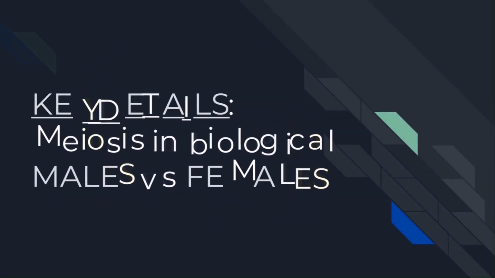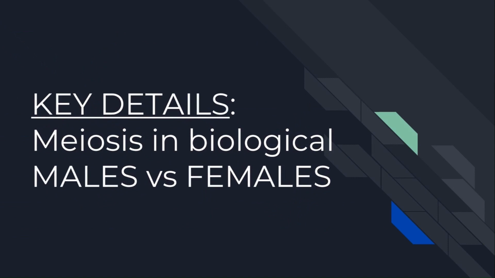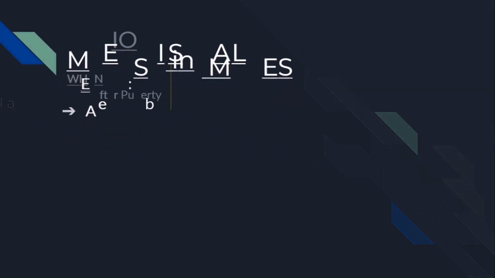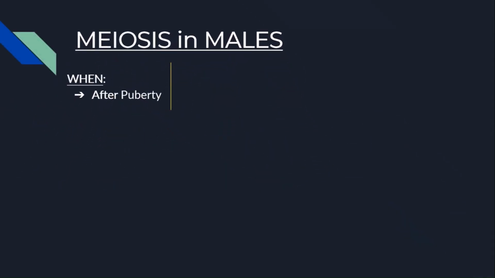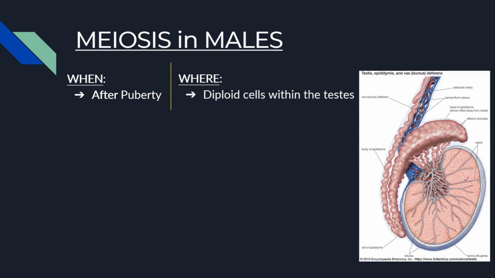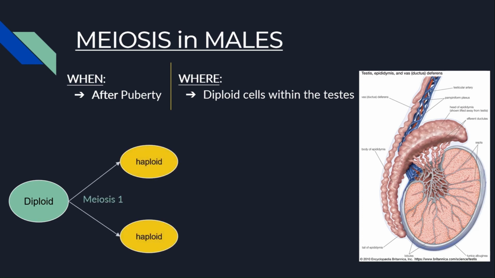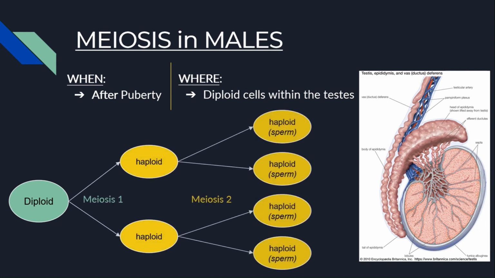Let's review key details pertaining to meiosis in biological males versus biological females. So in biological males, meiosis takes place after puberty, all right? And so where? It takes place in diploid cells that are within the testes of the biological male. So you have diploid cells within the testes that undergo meiosis 1 to produce those initial 2 haploid cells, and then meiosis 2 to eventually produce those final sperm cells in the testes. And this all takes place after puberty.